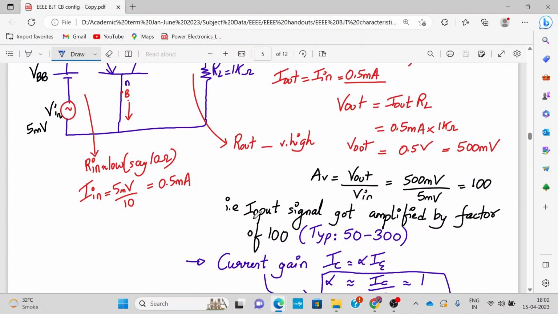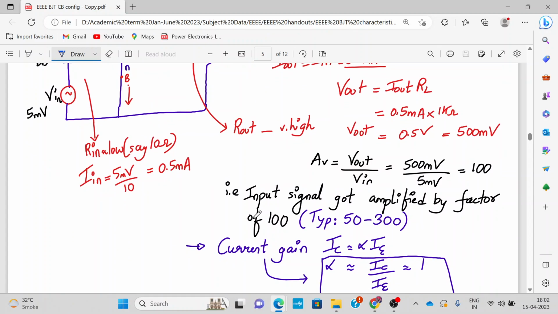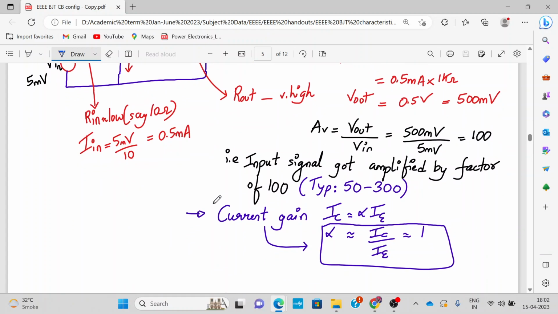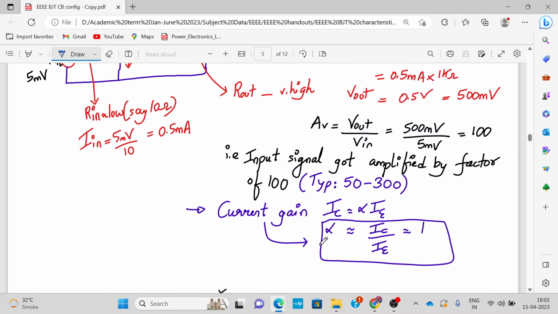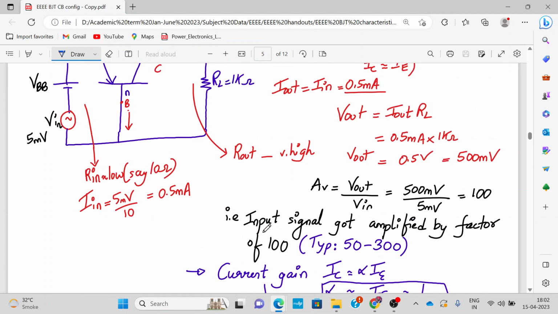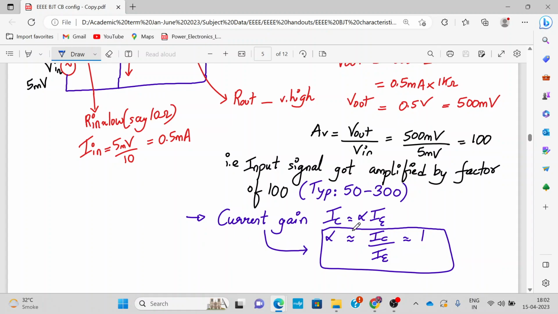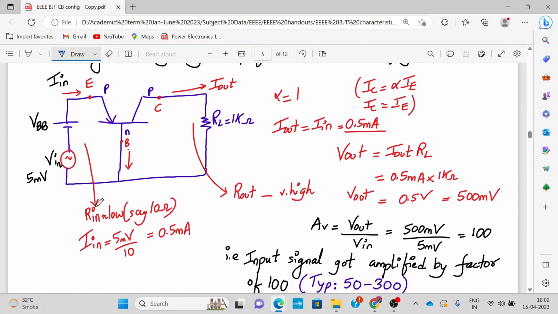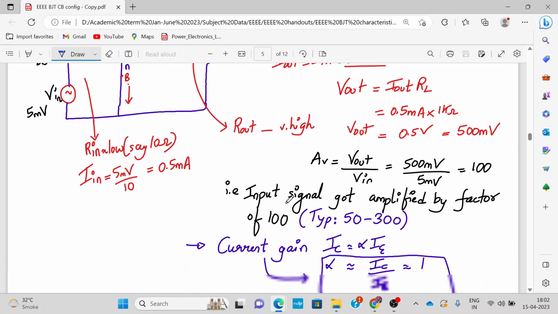So typically the gain can be from 50 to 300 also. Also, the current gain in this configuration is given by, as we have discussed before, alpha, which is IC upon IE, which is almost equal to 1, okay, probably less than 1. So the common base configuration provides you a very good voltage gain, but a very poor current gain, all right. A very low input impedance, but a very high output impedance. So these are the properties of a BJT operating under a common base configuration. All right.